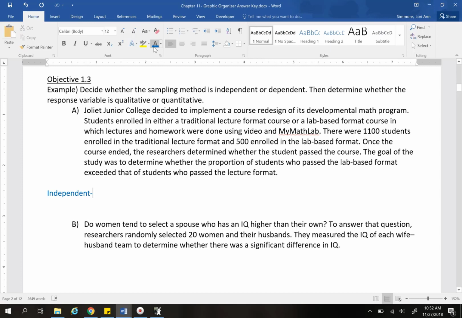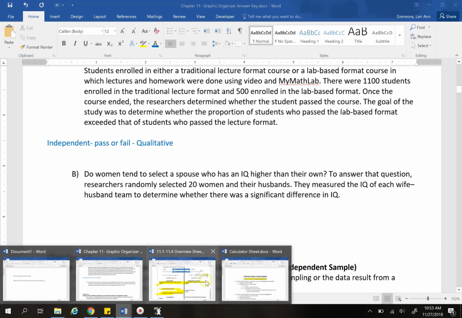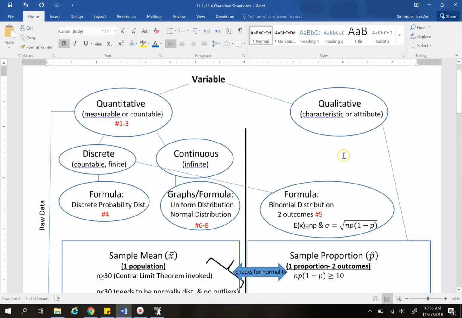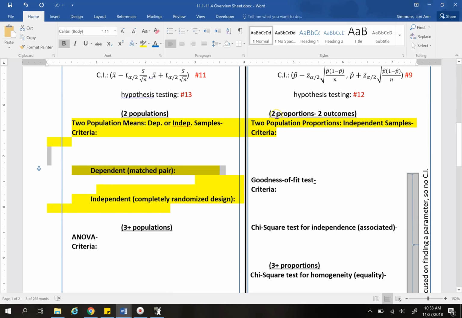And are we looking at a grade, or what are we looking at here? Right, here's the keyword. Determine whether the student passed the course. So we're looking at a pass or fail. We have a pass or fail, that's qualitative. Okay, so we're not looking at exact numbers here, we're just two outcomes, pass or fail. So when you think of qualitative, so you know you're on this side, we have two populations, or two population proportions, so we're down here. And we're independent, so we would use what we're going to learn today on this question.